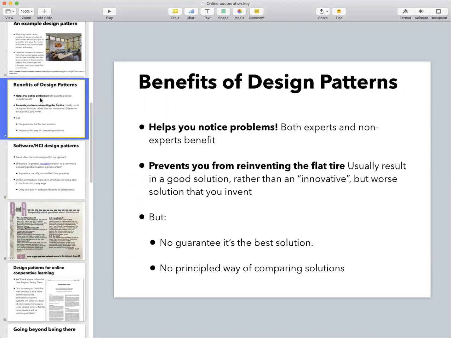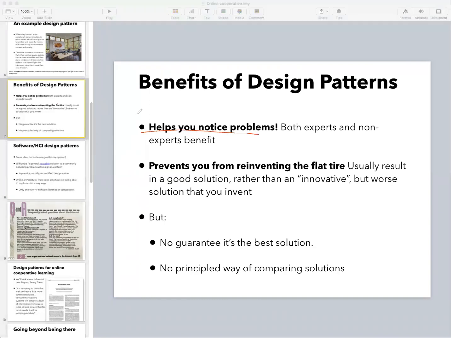I'm sorry, maybe this is something that's going to happen to you over the next couple of weeks. You may be increasingly frustrated when you see yourself in a room without any windows at all, or with windows on only one side. This design pattern has helped you notice this problem that many rooms don't have light on both sides. So that's the first benefit of design patterns. It helps you notice problems.